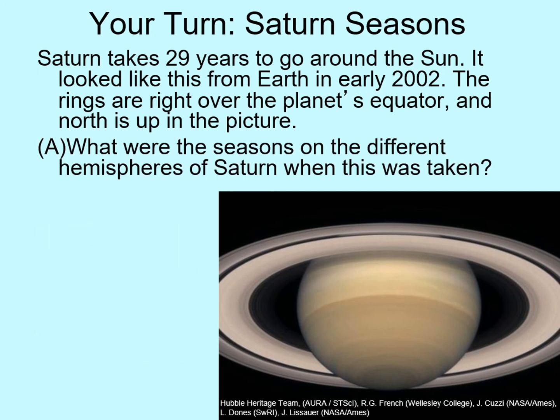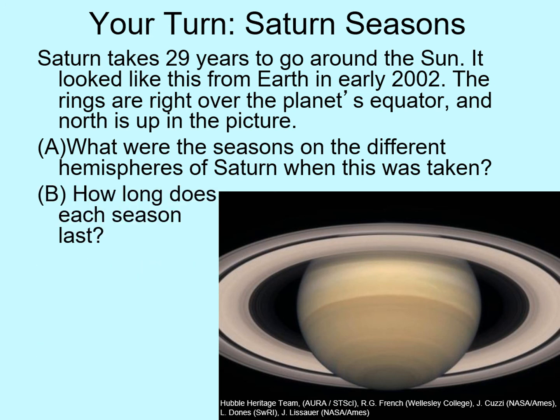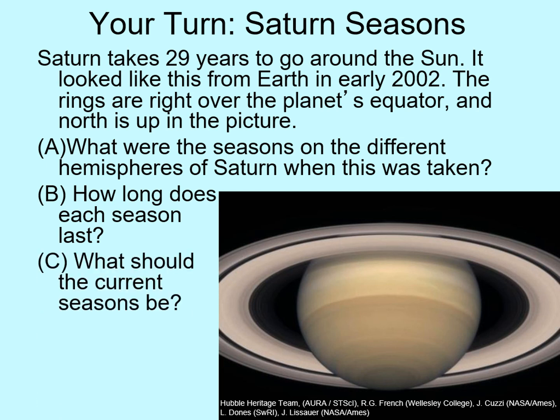Assuming that Saturn's seasons are divided up like the Earth's, into spring, summer, fall, and winter, what were the seasons on Saturn when this picture was taken? How long should the seasons on Saturn last? And lastly, what should the seasons on Saturn be now? Remember that you need to explain how the information given, along with this picture, tells you the answers.